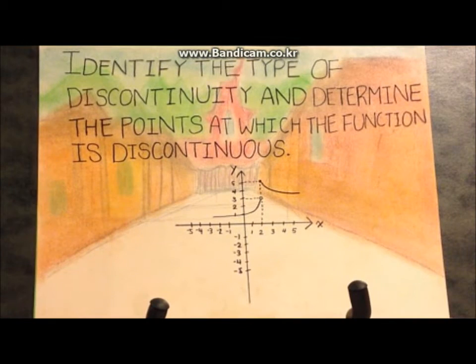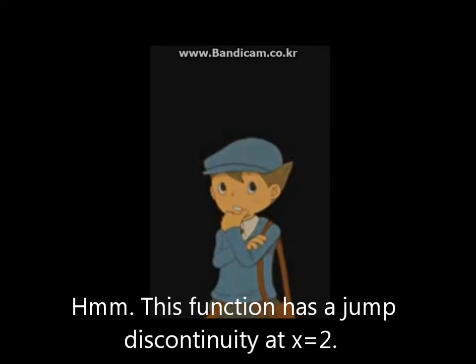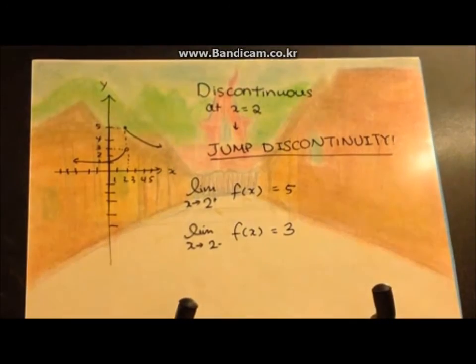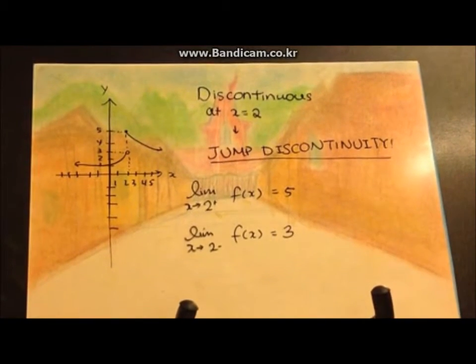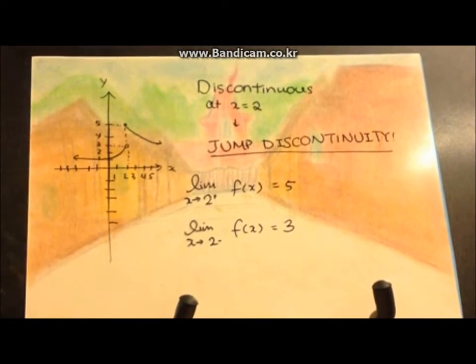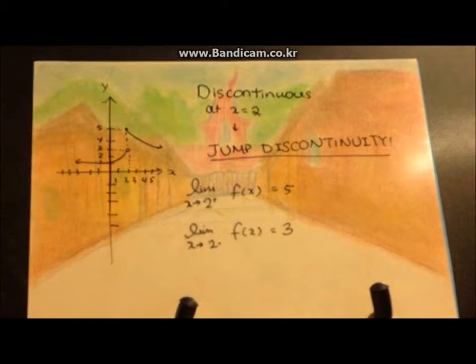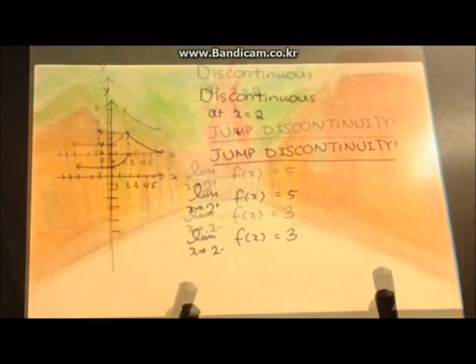Identify the type of discontinuity and determine the points at which the function is discontinuous. This function has a jump discontinuity at x equals 2. Correct. Here, the function is discontinuous at x equals 2, and it is a jump discontinuity. We know this because the limit of f of x approaches 5 when x approaches 2 from the right, but the limit of f of x approaches 3 when x approaches 2 from the left.